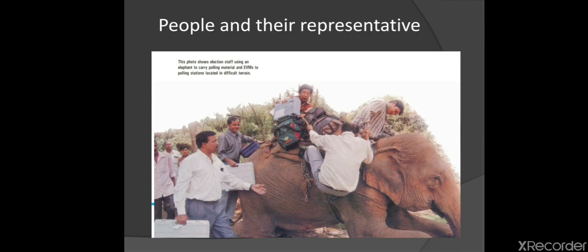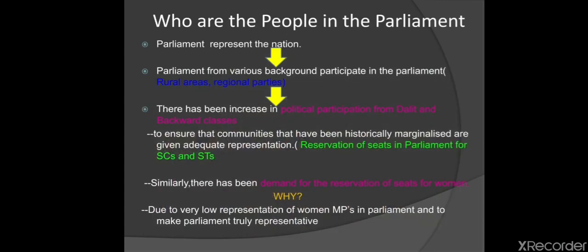But nevertheless, the process has to go on, and the people of India are hardworking, and they reach the people in those areas and complete the election process. Now the last topic of today's lecture is, who are the people in the parliament? We studied that parliament is the lawmaking body. Now we are electing the representatives also, and they are going to the parliament.